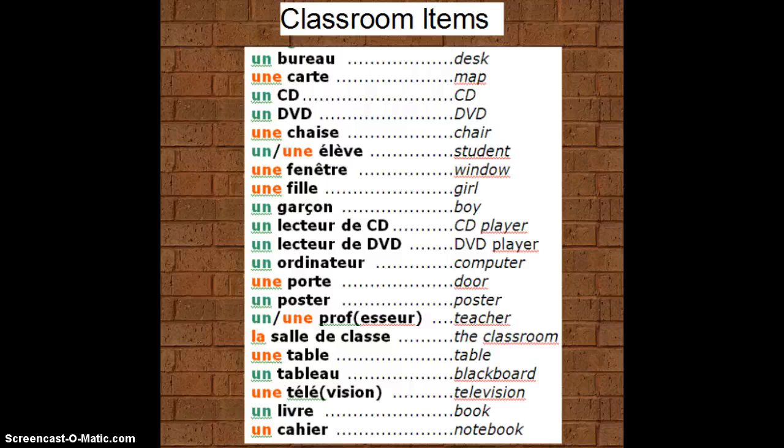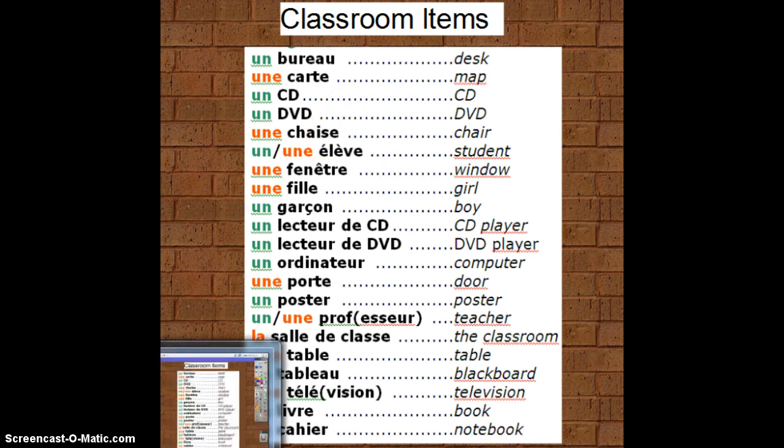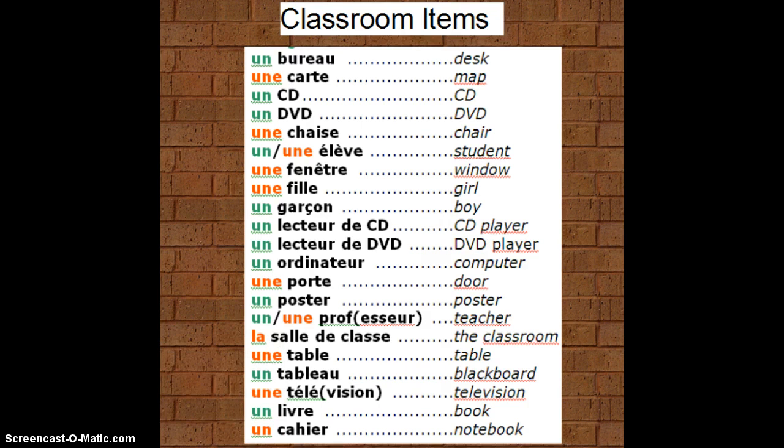Now we have two versions of the word student. If it's a student who's a boy, then it's un élève. And if it's a student who is a girl, then it's une élève. Double check and make sure you got those accent marks on the E's. This one is going up and to the right, and the second one is going down and to the right. The word for window is une fenêtre, and there is an accent mark over that second E there.